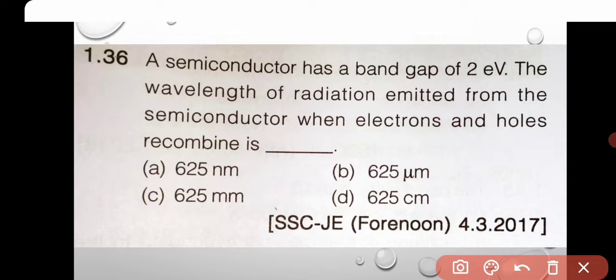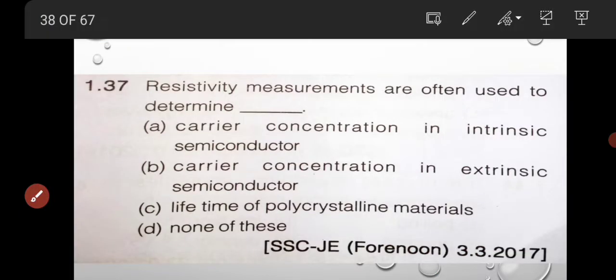First of all, we have to calculate this by using the formula of energy radiated. As we know, the energy radiated, which is denoted by Eg, is equal to hc by lambda, where lambda is the wavelength, h is Planck's constant, whose value is 6.63 into 10 to the power minus 34 meter square kg per second, and c is the speed of light, which is equal to 3 into 10 to the power 8 meter per second.